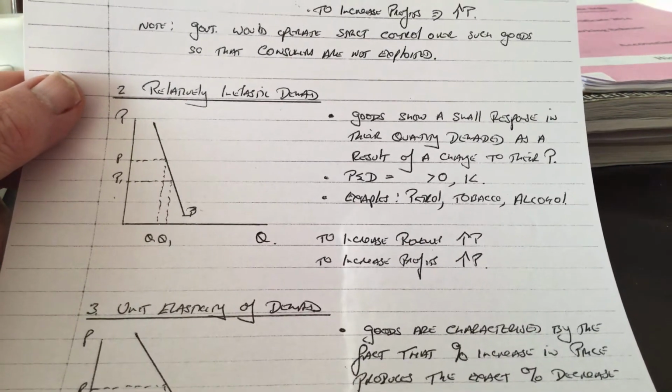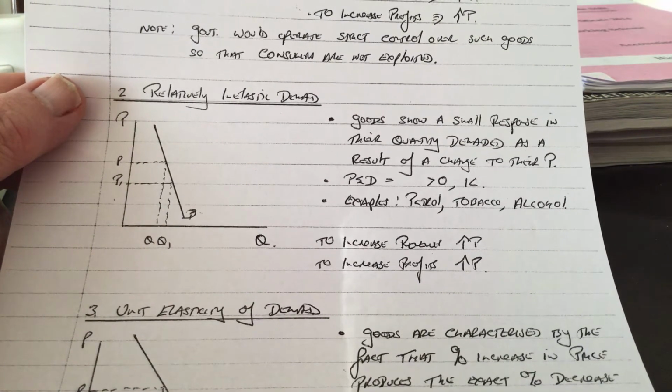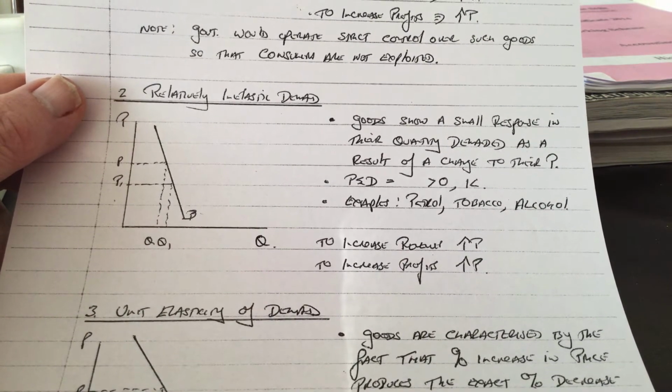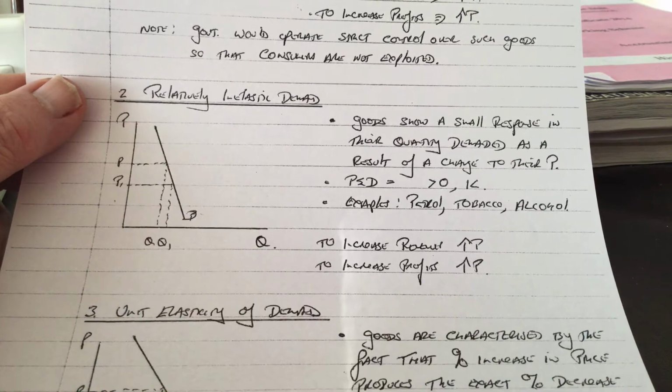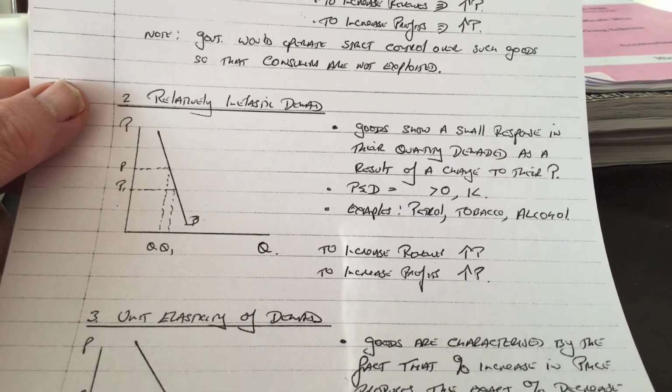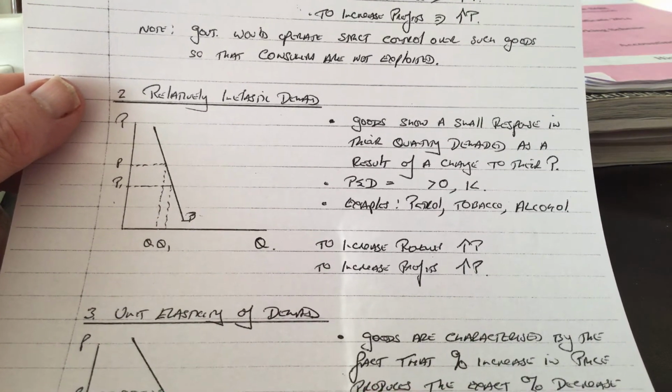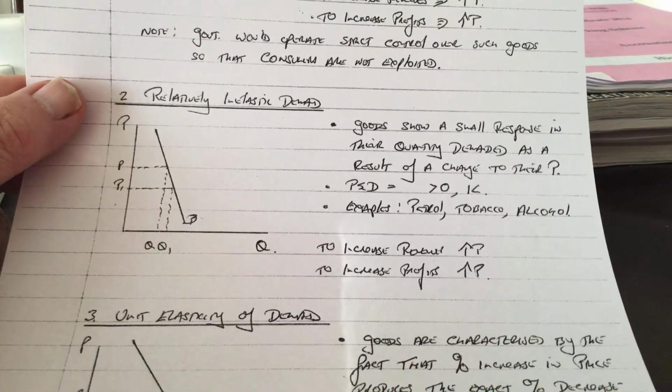Now you can look at the diagram, look at the price falling from P to P1. So that's bigger than the quantity that rises. So to increase revenues, increase price, and to increase profits, increase price.